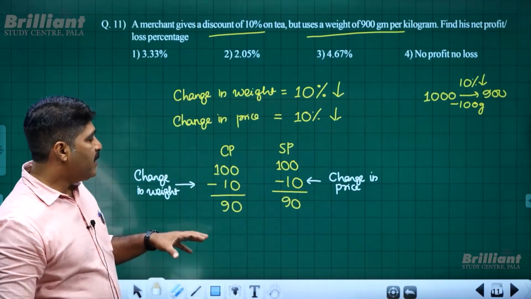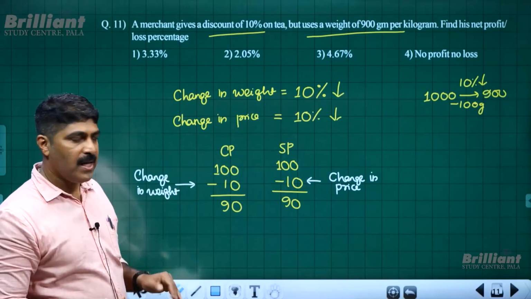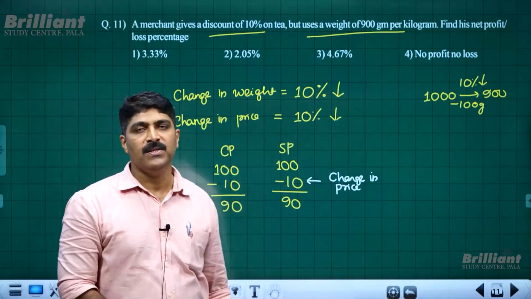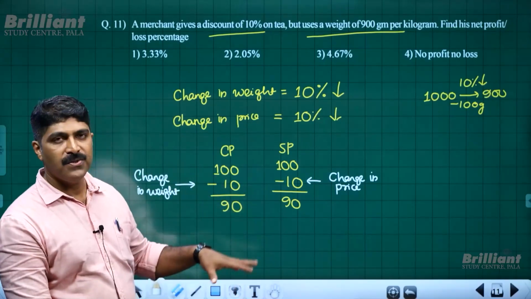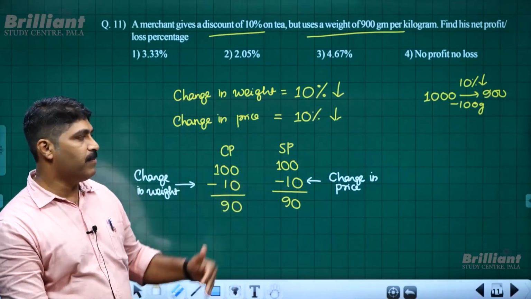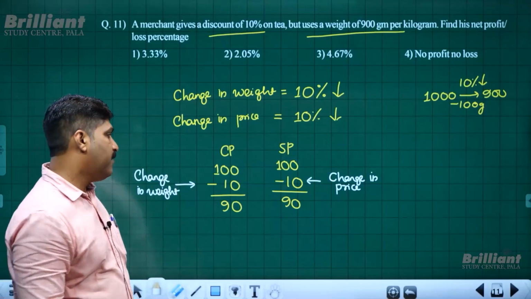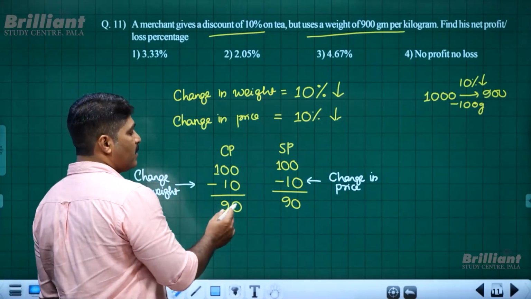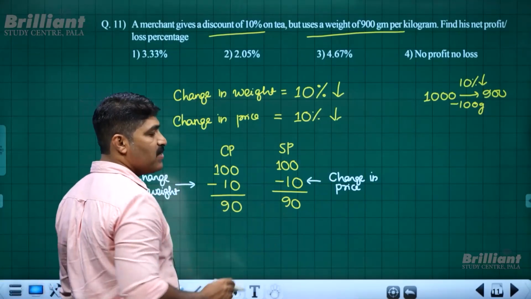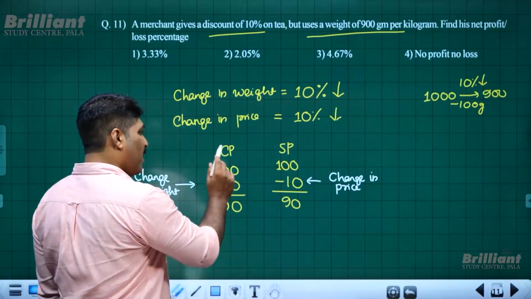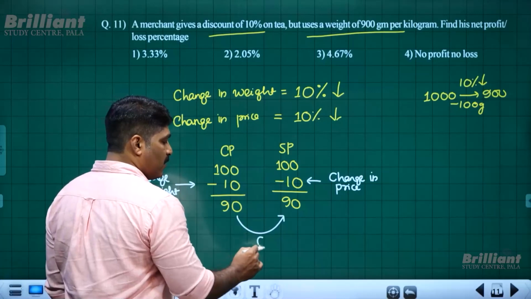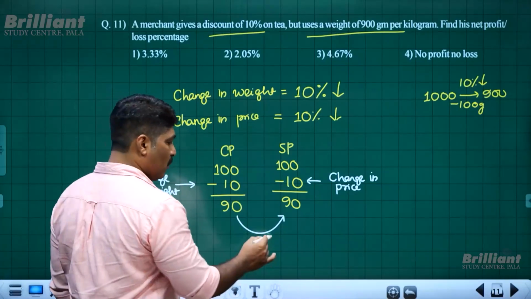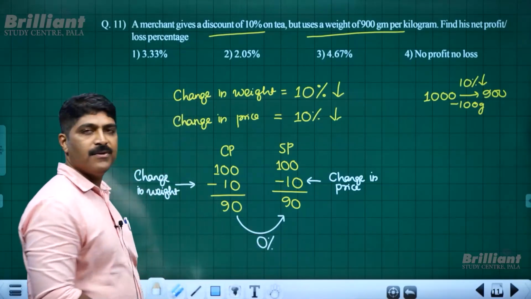Change in weight, you have to connect it with the cost price, and change in price, you have to connect it with the selling price. This is the method we have to consider for this type of question. You can generally follow this method. Then we got the idea that the cost price is 90 and the selling price is also 90. If the cost price is 90, the selling price is also 90. So what is the profit or loss here? That is 0. 0 means 0% profit or loss.